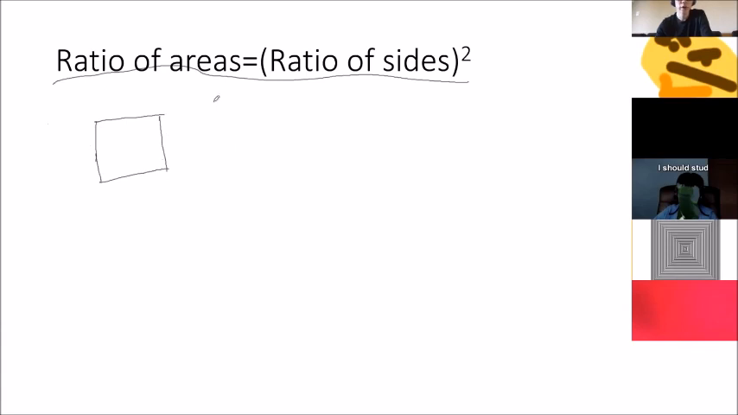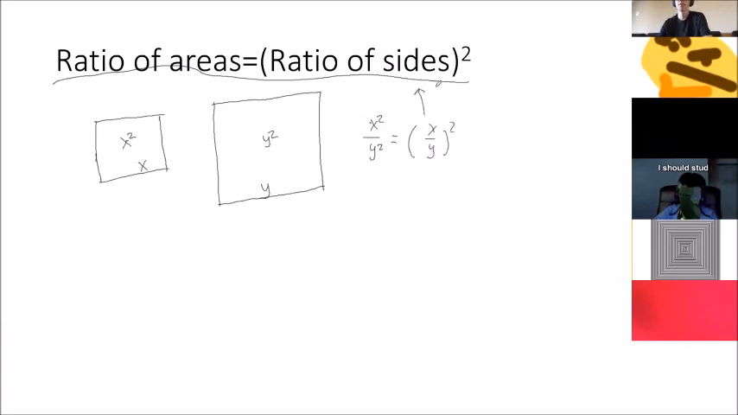If you draw two squares, one with side length x and one with side length y, we know that the area of this square is x squared, and the area of this square is y squared. So the ratio of areas is x squared over y squared, and the ratio of the sides is x over y, then you square it. So that fits this theorem. And this kind of works out more generally for any similar shape.